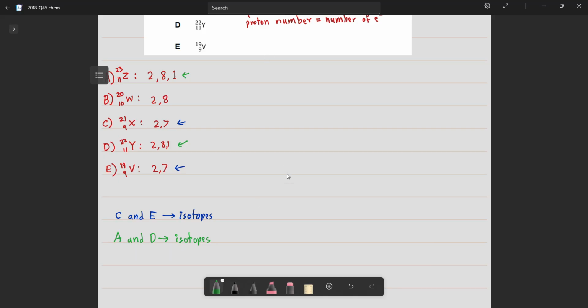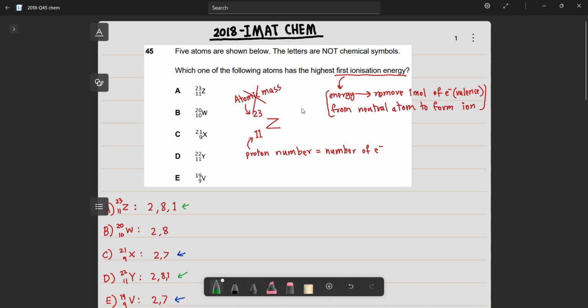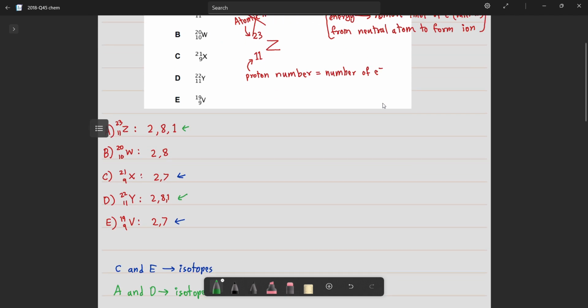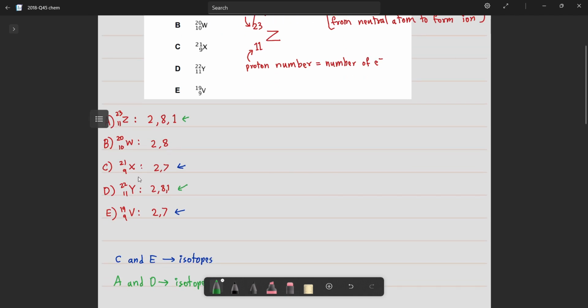So as we said, the atomic mass has no influence on the first ionization energy. So why is that? Because there's only an increase in mass. Ionization energy is only affected by proton number and the electron numbers. But atomic mass also includes neutrons. So there's an increase in the number of neutrons while still being the same element.